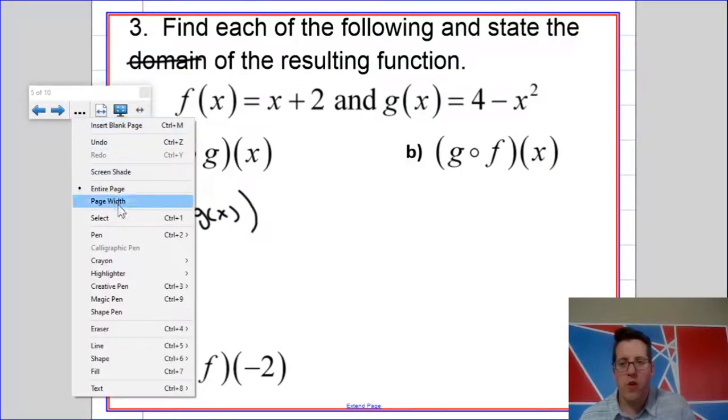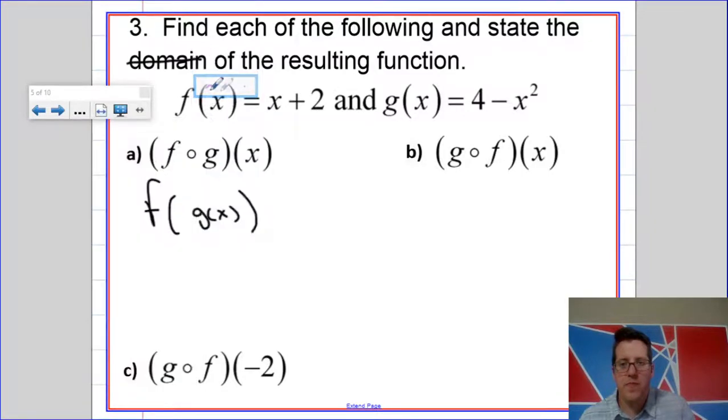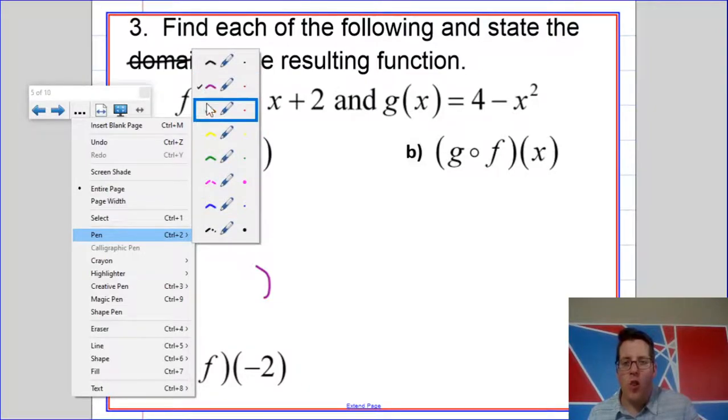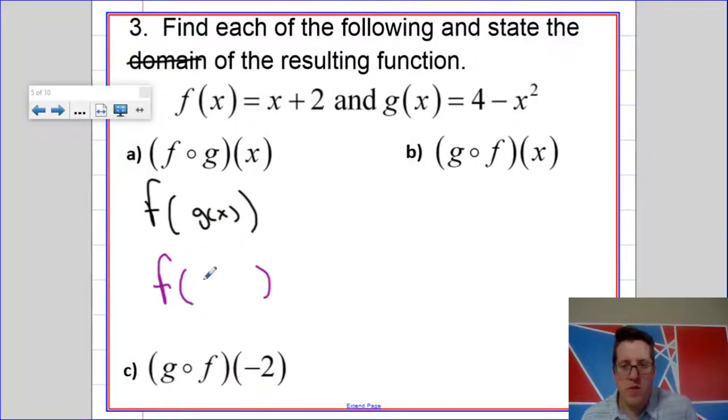So I'm going to try and color code here to make that easier for you. So what it's saying is evaluate the function f, but instead of using x as your input, use all of g of x as your input. So use all of 4 minus x squared as your input. So you're replacing g of x with the rule or the formula. And then remember, what this means is do the function f, but use 4 minus x squared as your input.